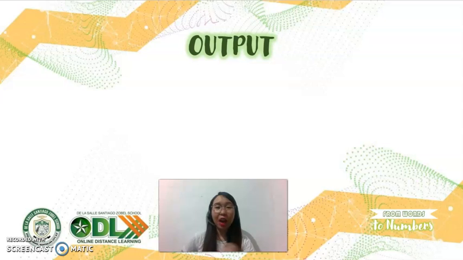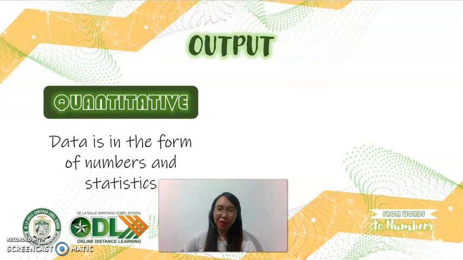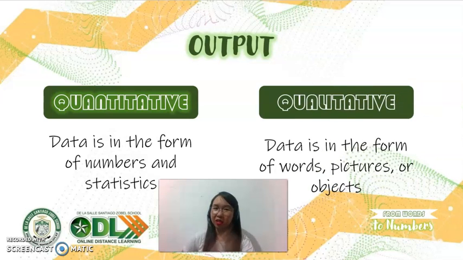Another one is the output. What is the output of a quantitative research? Data is in the form of numbers and statistics. That should be a giveaway. While qualitative research uses data in the form of words, pictures, or objects. That's one major difference right there.